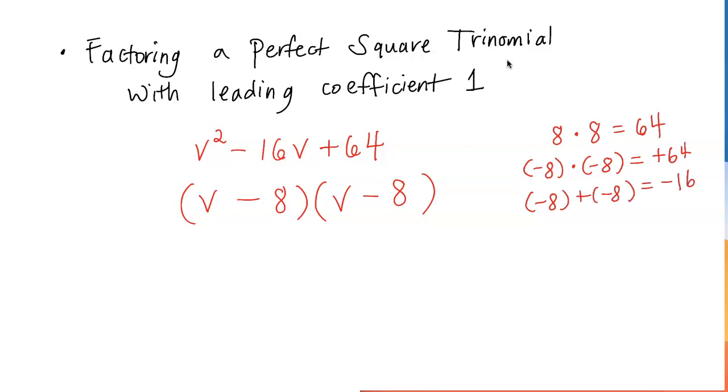So that's all good. One more thing that we can do is write this as v minus 8 squared instead of writing it as v minus 8 times v minus 8. I don't think they're really that different, because I would just do it the same way I factor any other trinomial with leading coefficient 1. But let's do one more example, okay?